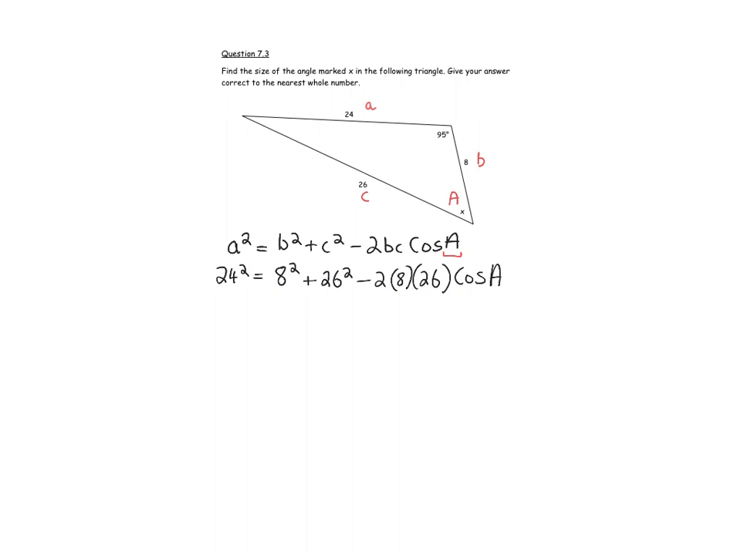24 squared will give us an answer of 576. 8 squared will give us an answer of 64. 26 squared will give us an answer of 676. And then 2 times 8 times 26 will give us an answer of 416. So the next thing we have is 64 plus 676, which will give us 740.